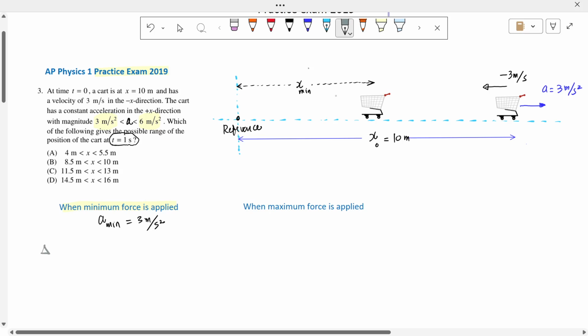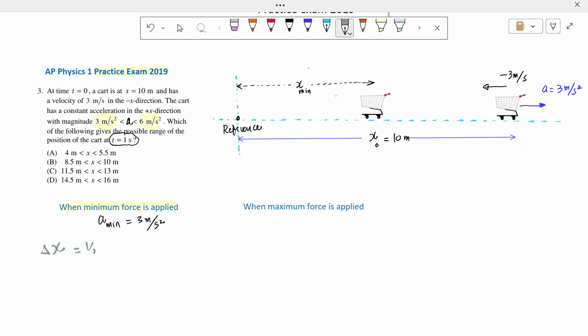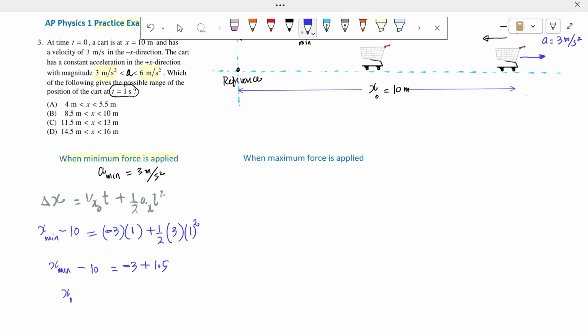So obviously we will apply the kinematics equations. Which equation? We should apply this equation because we are given the instantaneous time. So this change in position, which is the final position minus the initial position, is equal to the initial velocity, negative 3, times the time, 1, plus 1 over 2 times the acceleration, positive 3, times 1 squared. So students, the minimum displacement covered is negative 1.5, plus 10, if we add 10 on both sides, so that will be 8.5 meters.